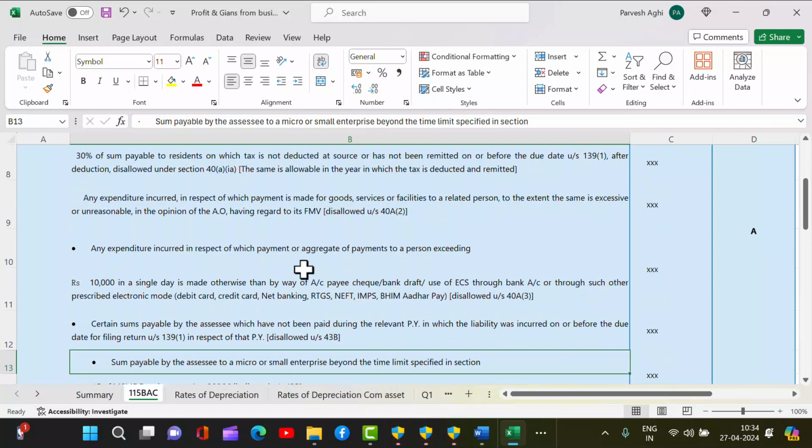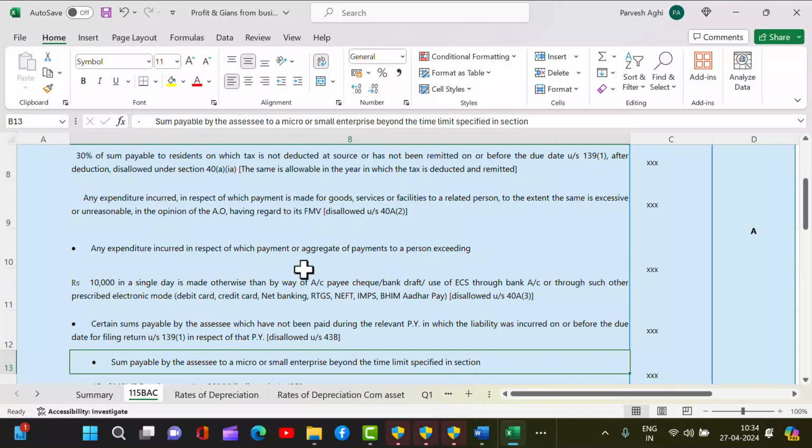Okay, read this. Sum payable by the assessee to a micro or small enterprise beyond the time limit specified in Section. Now, this is basically to protect small and medium enterprises. If you are not making payment to small companies or small enterprises in time, that time limit has been specified. Suppose it is 6 months, for example. If I remember correctly, it is 6 months. So if you don't pay your money within 6 months to someone, then it will be disallowed as an expense.